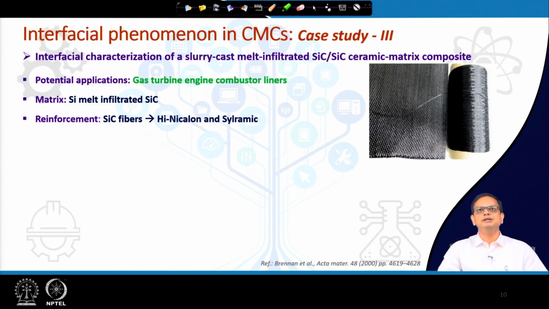In this example, what I have considered is a ceramic matrix composite. That means the matrix is ceramic, SiC in particular, and that has been reinforced with SiC itself. So, what is there?